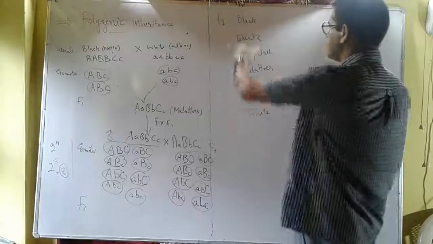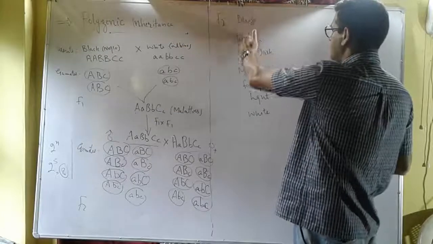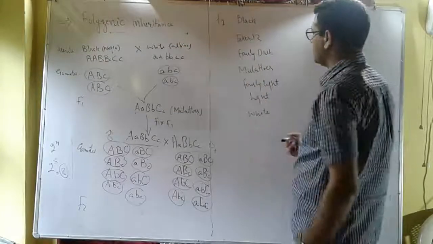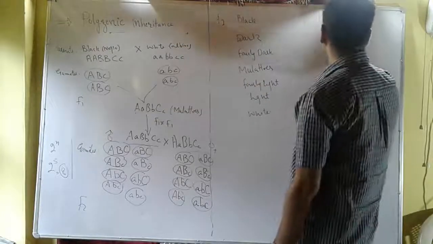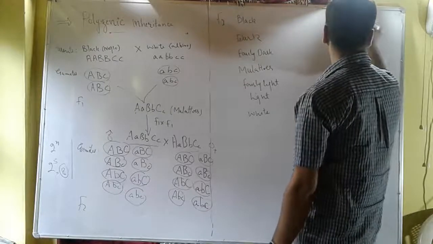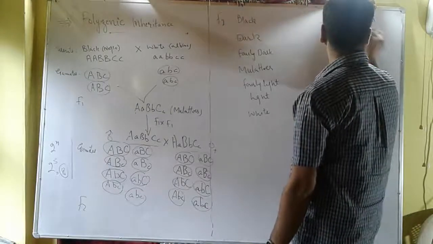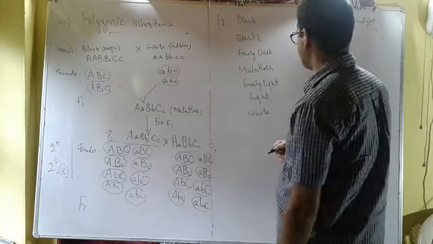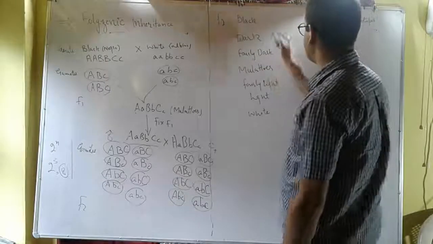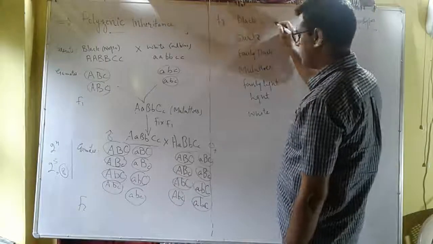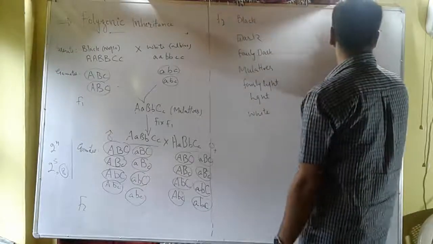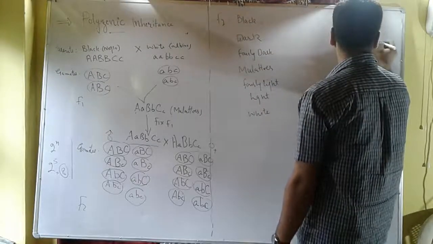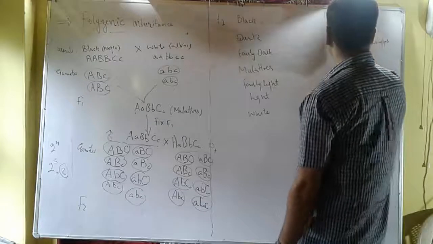And in the F2 generation, we will get how many phenotypes? 1, 2, 3, 4, 5, 6, 7. We will get 7 phenotypes in the F2 generation, and 64 genotypes.